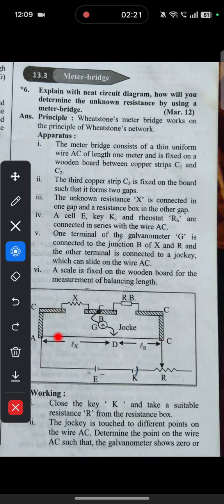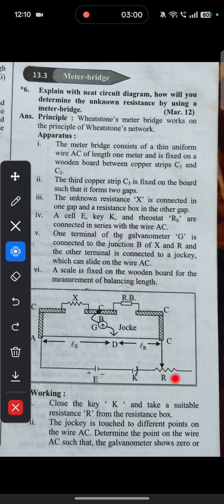There are 3 metallic strips, copper strips C1, C2 and C3, which are fixed on the board such that they form 2 gaps. The X, which is the unknown resistance, is connected in the left gap, and RB, the resistance box, is connected in the right gap. A cell E, key K and the rheostat are connected in series.